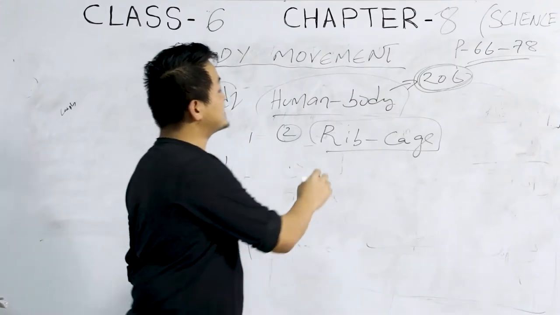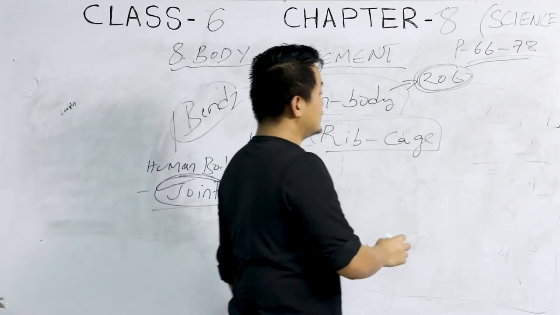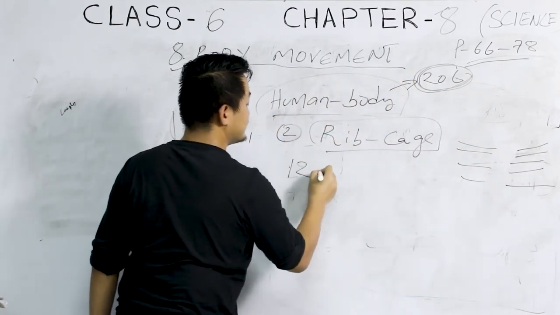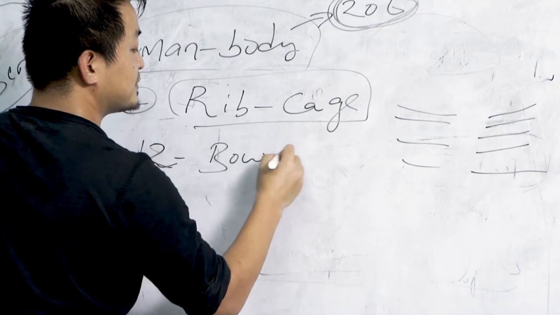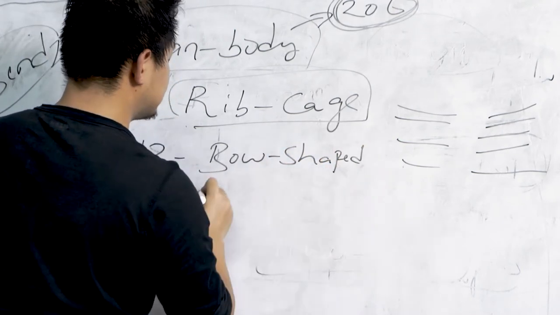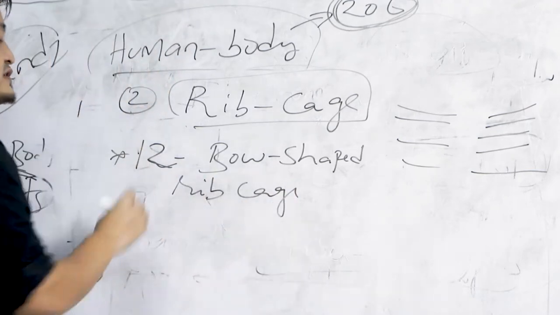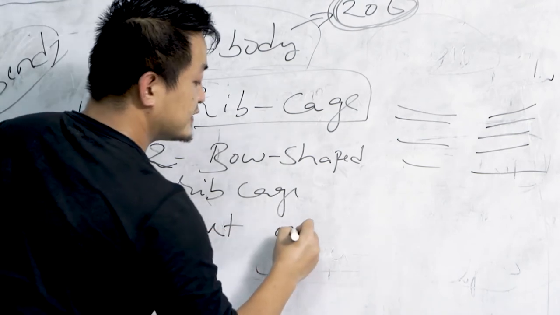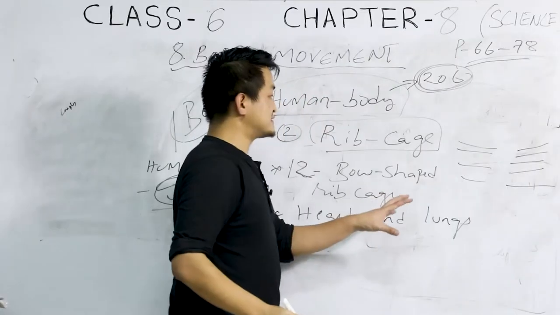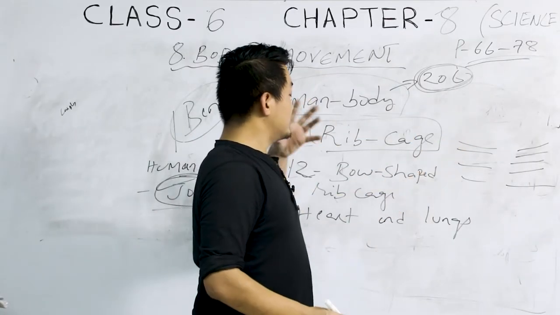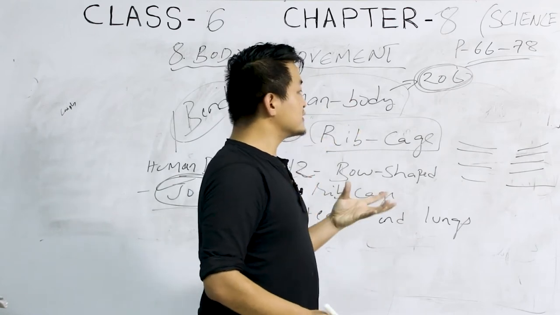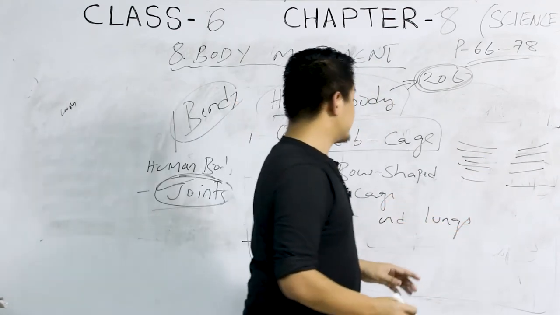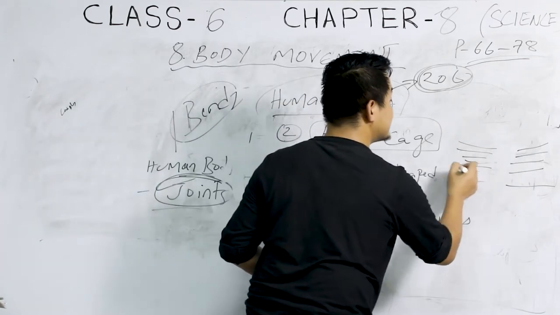Okay, so students, next one is the rib cage. Now, the rib cage, you will find something like this, right? We have 12 pairs of ribs, a bow shape rib cage. Now, this is considered to be very important because the heart and the lungs are enclosed in this rib cage, okay? One very important thing is that during respiration, the rib cage plays a very important role here. So the heart and the lungs are enclosed in this cage.